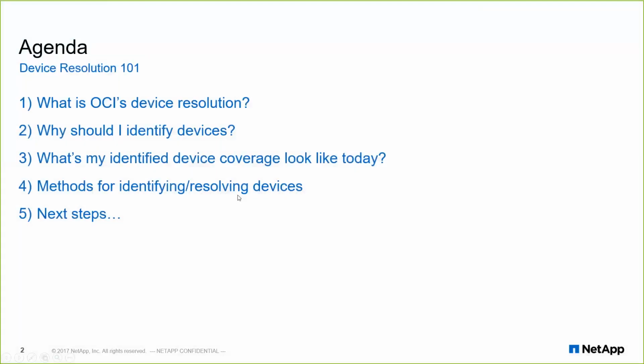I want to spend a little time talking about what it is, why you should take the time to go through and do this, or if you should, right? What you can do to take a look at how many devices you have identified in your environment today, and how to refine that a little further and see what's actually missing. Then we're going to take a look at some different methods for identifying and resolving any of these unknown devices, and then we'll take a look at some next steps. This should probably only take about 20, maybe 25 minutes.